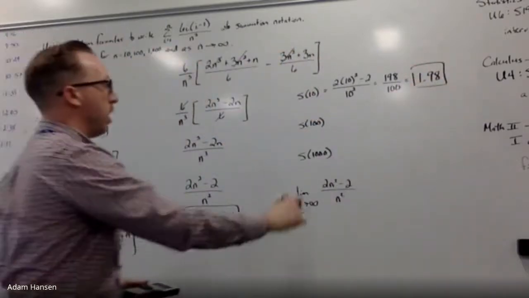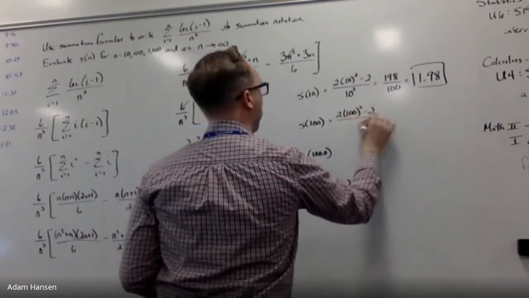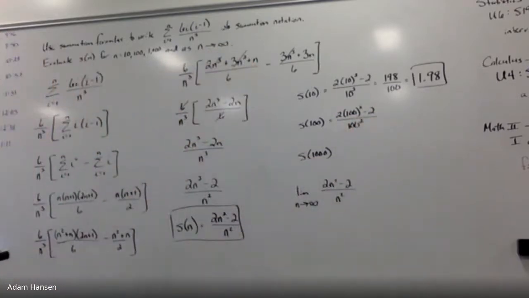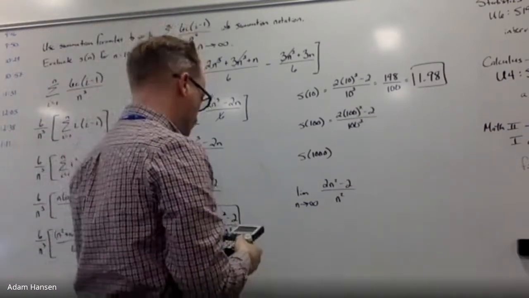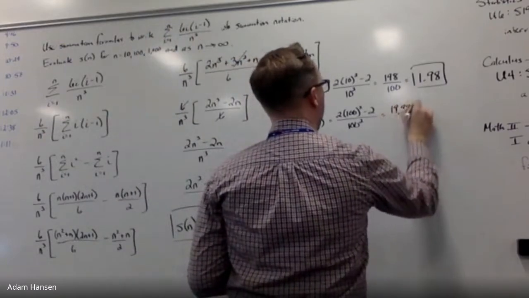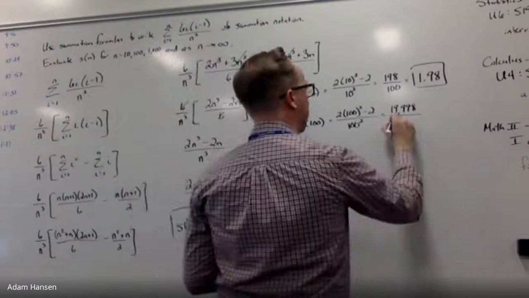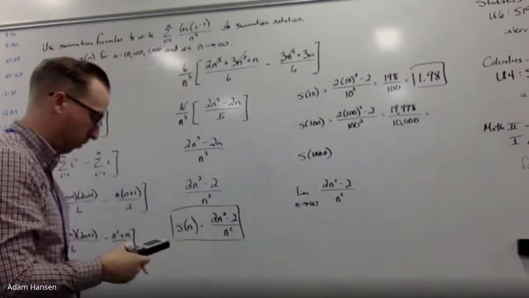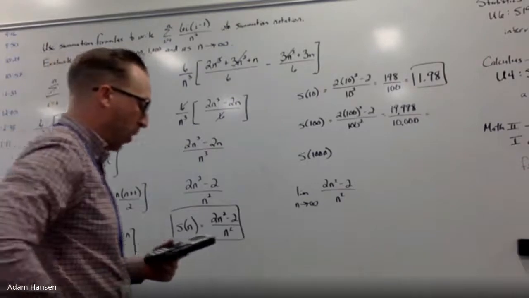Do the same thing for 100. 2 times 100 squared minus 2, over 100 squared. 2 times 100 squared, that'd be 2 times 10,000 or 20,000. 20,000 minus 2 is 19,998 divided by 100 squared. That's the 10,000 again. 19,998 divided by 10,000 is 1.9998.